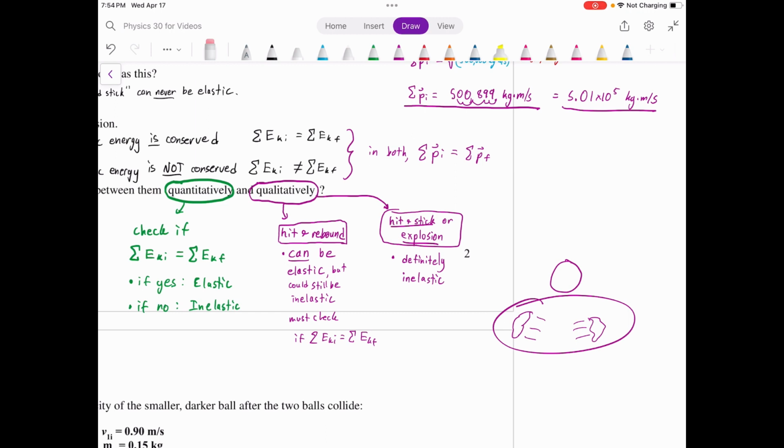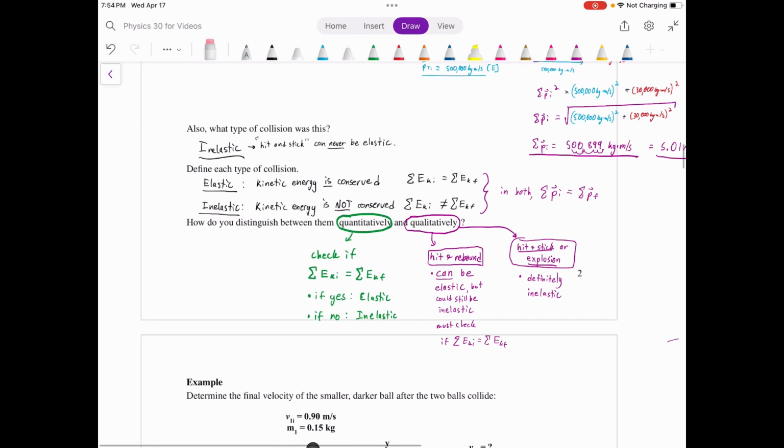Again, total energy was conserved. It started out as chemical potential energy in the bomb, then it got converted into kinetic energy and probably heat and light and sound as well. Okay, so quantitatively, just check if total kinetic initial equals total kinetic final, right?